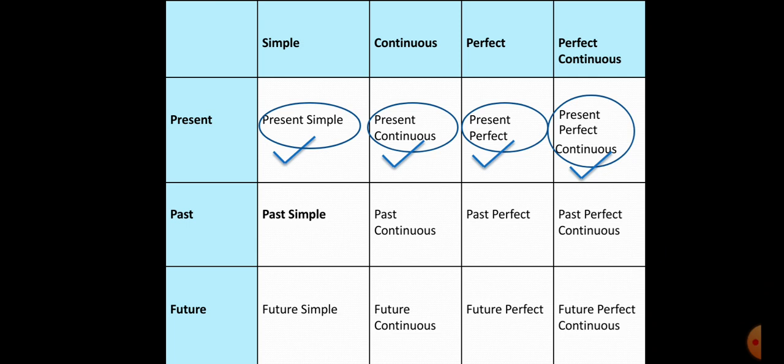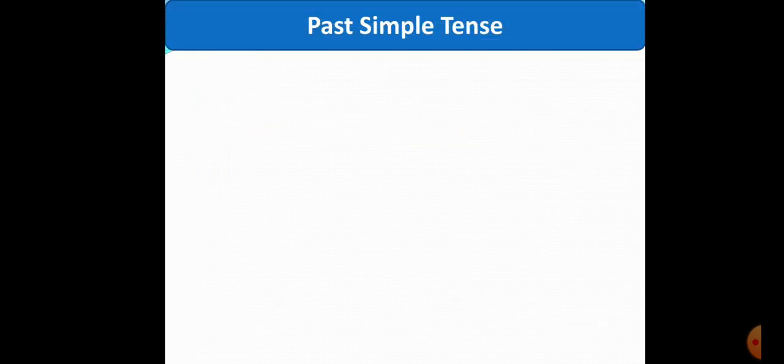Okay. Today we will begin the first subtense of the main tense, which is past tense. Okay. You can also say it as a fifth tense, which is past simple tense. Now what is past simple tense? What's the use? Let's look at it. Past simple tense.